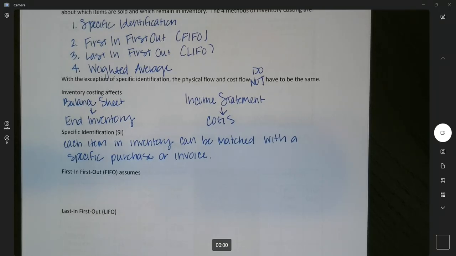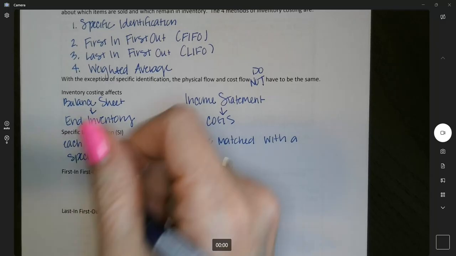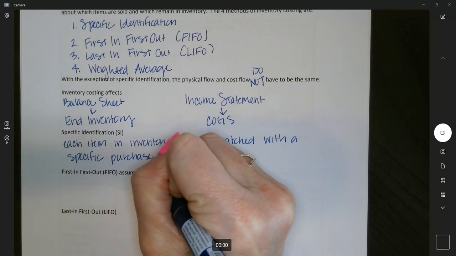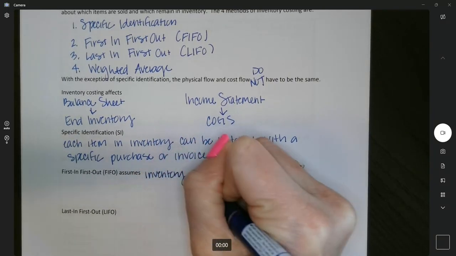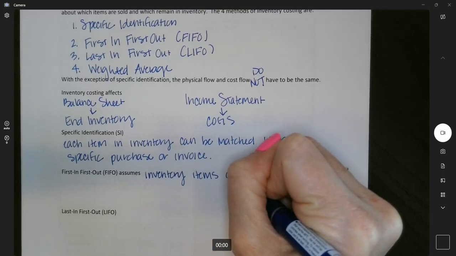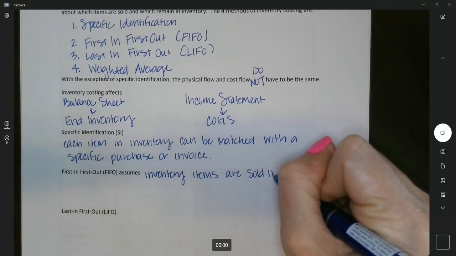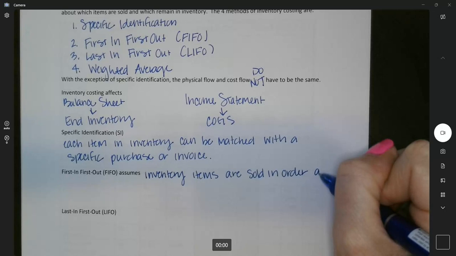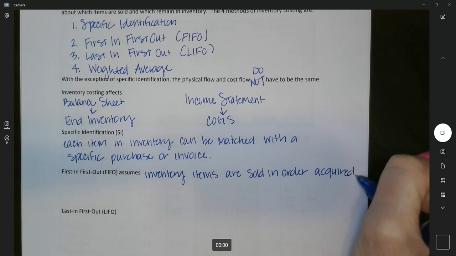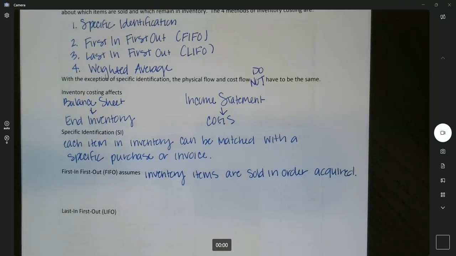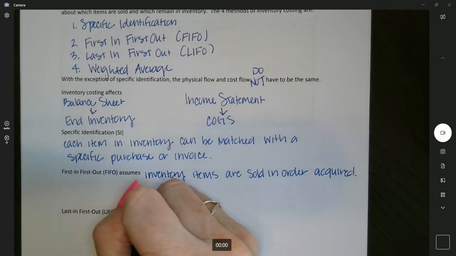They assume that inventory items are sold in the order they are acquired. So when sales occur, the cost of the earliest units that were acquired are going to be charged to cost of goods sold. Advantages to this include inventory on the balance sheet will reflect current cost, and it follows the actual flow of the costs. Last in, first out is also an assumption.